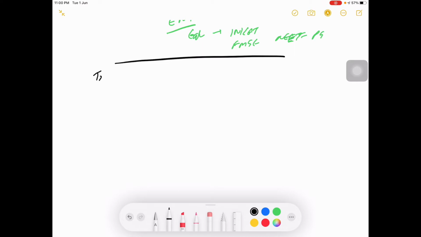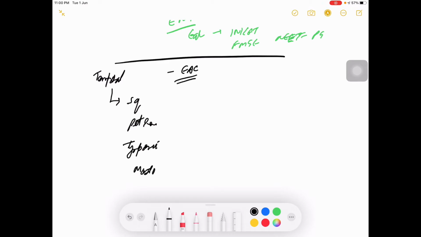So the external auditory meatus is present in the temporal bone. The temporal bone has certain parts: squamous part, petrous part, tympanic part. It also has the mastoid. The squamous part is the thinnest part of the skull.